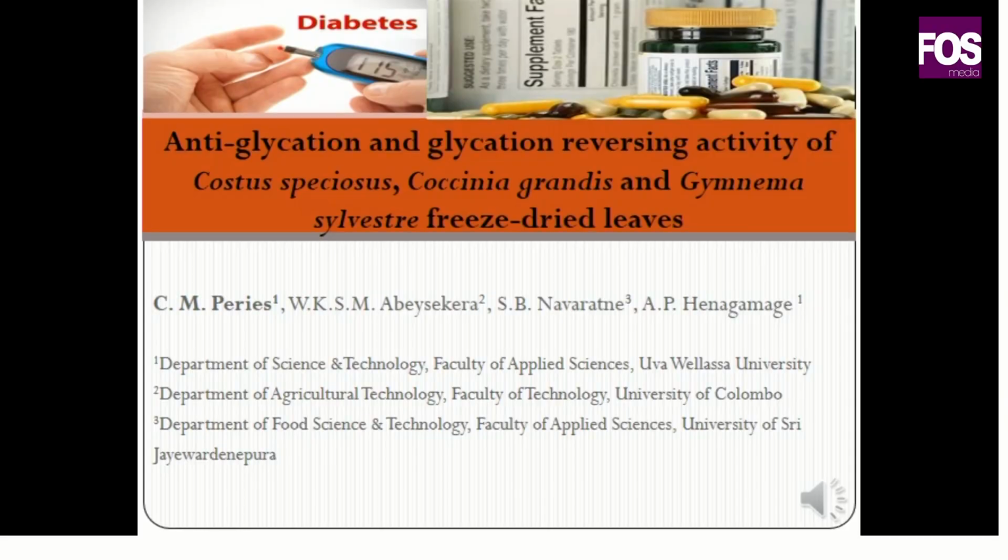Our last presentation is on anti-glycation and glycation reversing activity of 3 medicinal plants which are well known for the management of diabetes mellitus in traditional medicine. The authors will be C.M. Piris, W.K.S.M. Abesekara, S.B. Navaratna, and A.P. Henegamage. The presenting author is C.M. Piris.